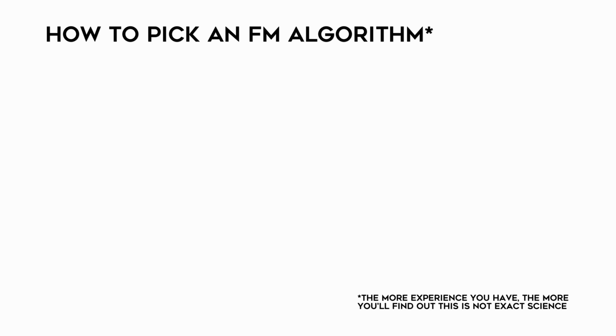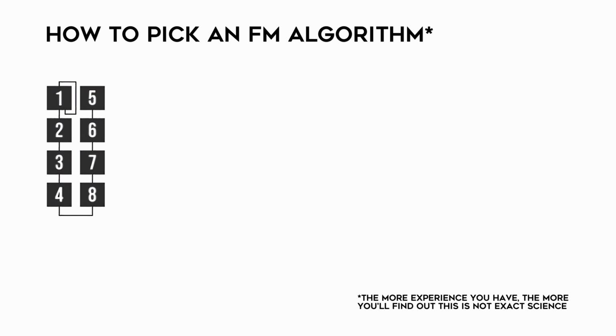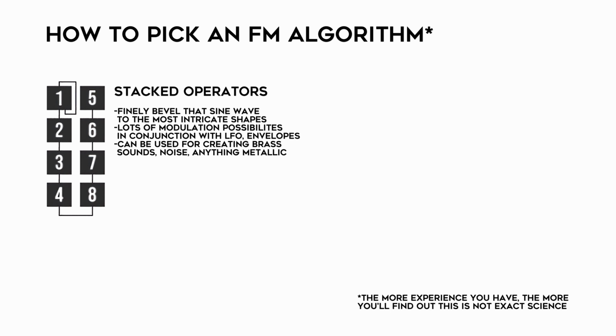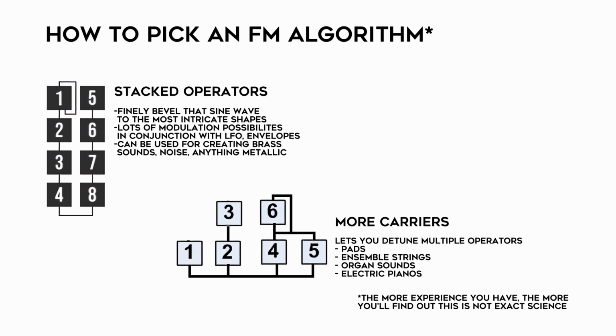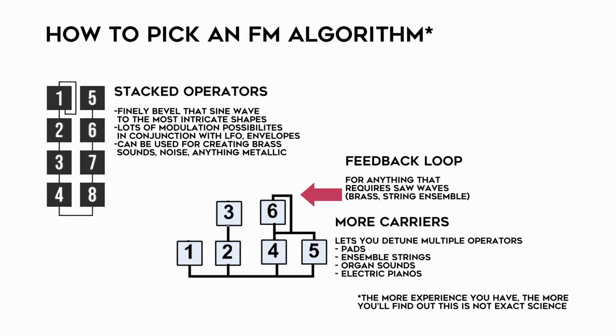Long story short, here's one rule of thumb for choosing the right algorithm. For sounds rich in overtones, which means bells, plucked strings, or noise or anything with a bit of sparkle, search for a big stack of modulators. For more mellow sounds, an algorithm with more carriers is preferable. You want to create a warm pad with multiple oscillators slightly detuned? Here's an algorithm for that. For brass and string sounds, choose an algorithm that has the feedback modulator close to the carrier.